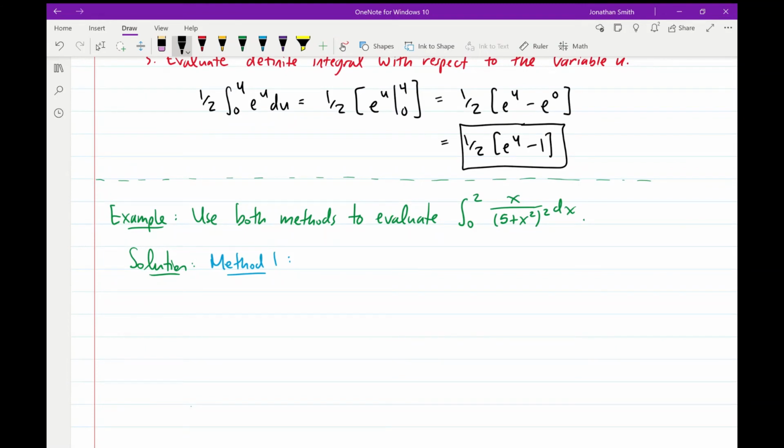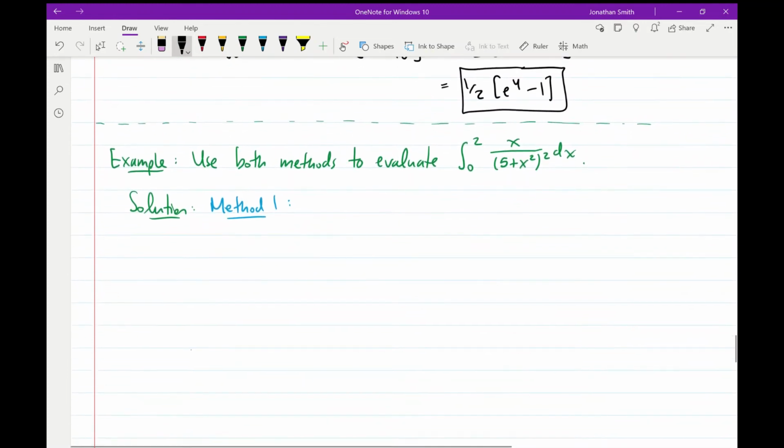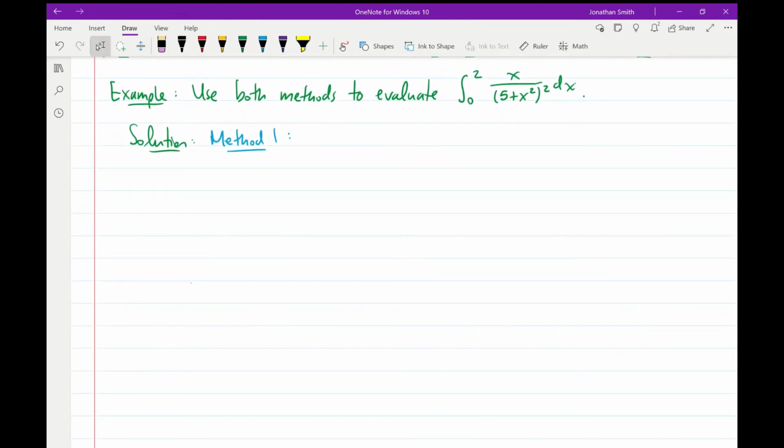Okay, and finally, in our last example, let's use both methods again to evaluate the definite integral from 0 to 2 of x over (5 plus x squared) squared dx. So let's start off with method 1, the method that uses back substitution.